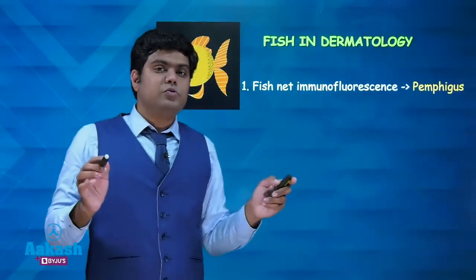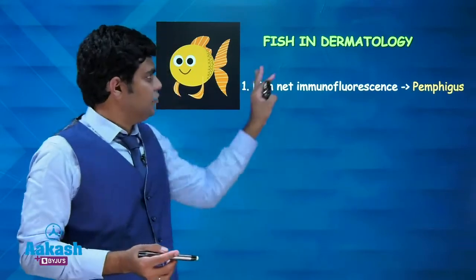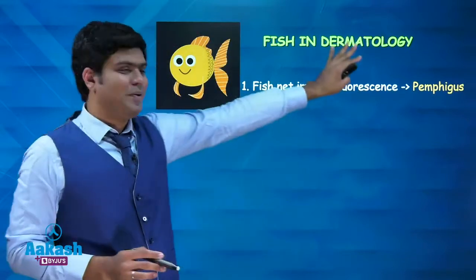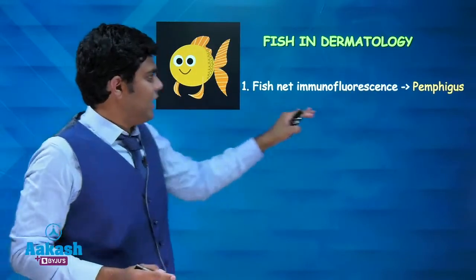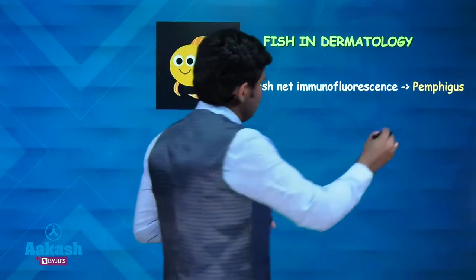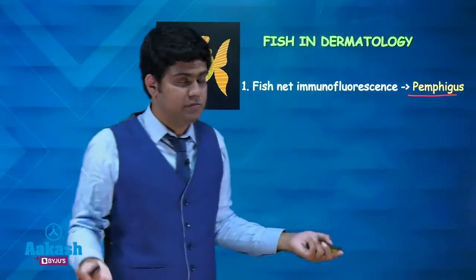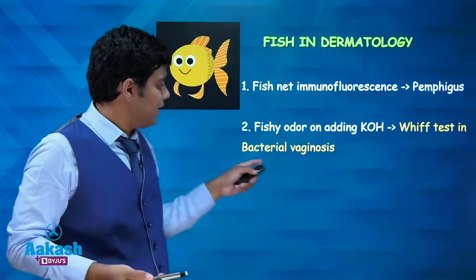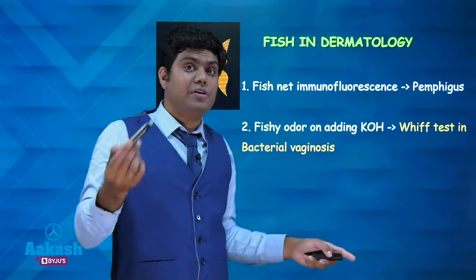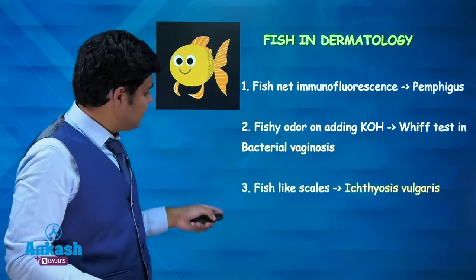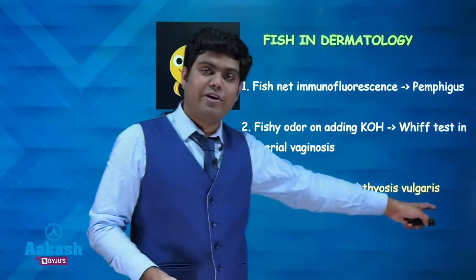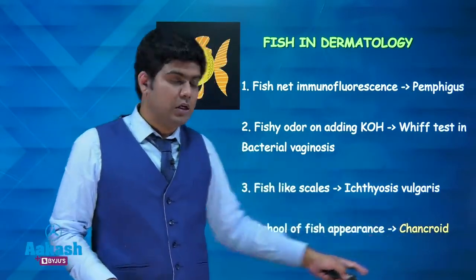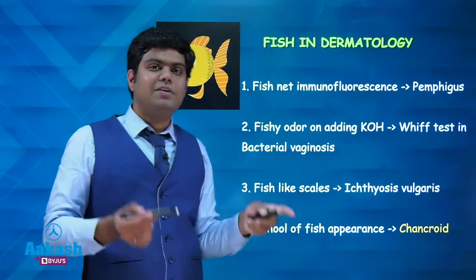So now we have seen school of fish. Can you tell me what all other fishes you have read in dermatology? So try to correlate different topics again. Fish in dermatology, especially for you. Fish net immunofluorescence seen in pemphigus. You know this fish net immunofluorescence. Number 2, fishy odor on adding KOH. Remember bacterial vaginosis, whiff test, Amsel's criteria. Again another fish. Number 3, fish like scales. Where? Ichthyosis vulgaris. Right? Fish like scales. Number 4, school of fish appearance, chancroid. So remember all these fishes even if you are a vegetarian.